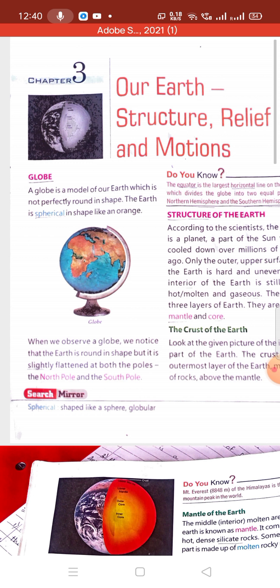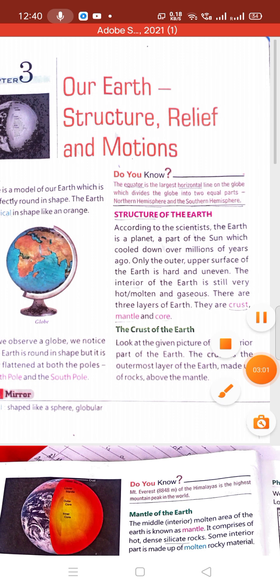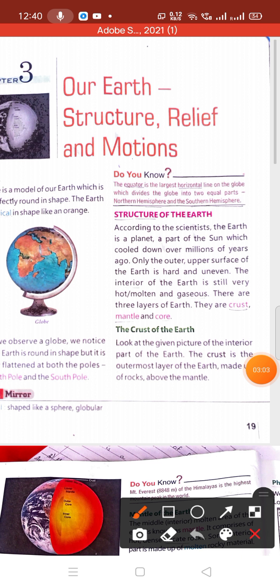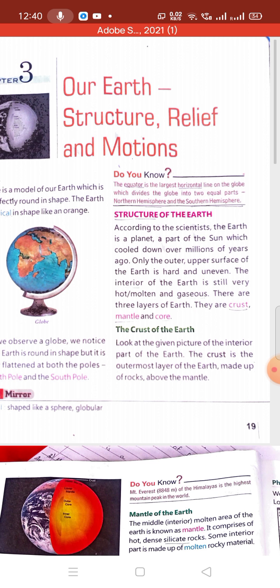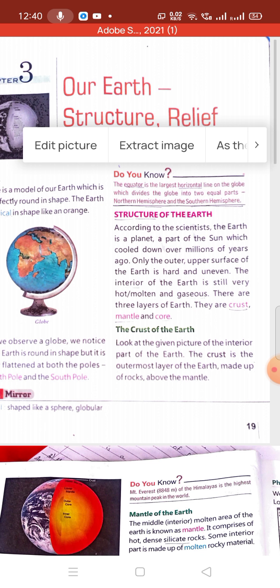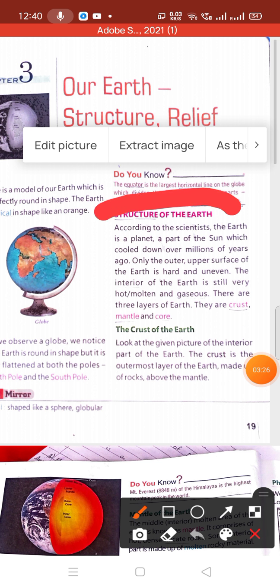Now I am going to read here. See, this I am going to read now. Do you know? The equator is the largest horizontal line on the globe which divides the globe into two equal parts, northern hemisphere and the southern hemisphere. Okay, now come to the reading. I am going to read now this part.